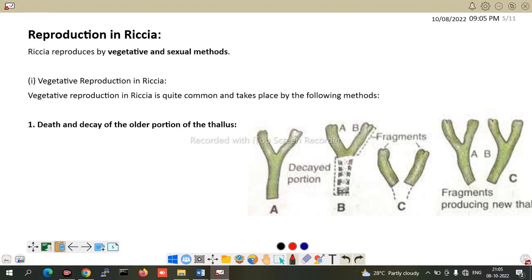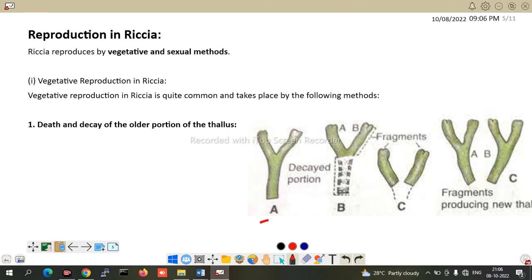Riccia reproduces mainly by two methods, that is by vegetative and sexual method. The vegetative method of reproduction in Riccia is quite common and it takes place by different methods. So let us discuss each method one by one. First one is death and decay of the older portion of thallus.